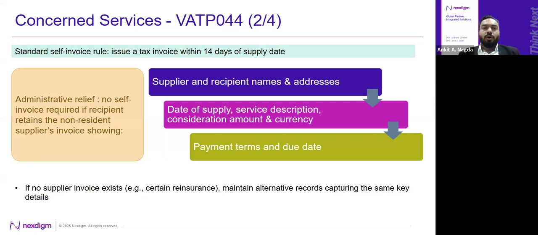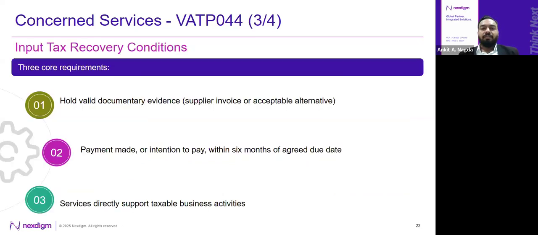So this is on import of services. While we have explained the concepts in detail in the previous two slides, going ahead, there are further conditions which have been attached to the recovery of input tax credit. The first, obviously, we have discussed at length, is that the recipient of business in UAE should have documentary evidence, that is either the supplier invoice or a document which would state those details as explained.